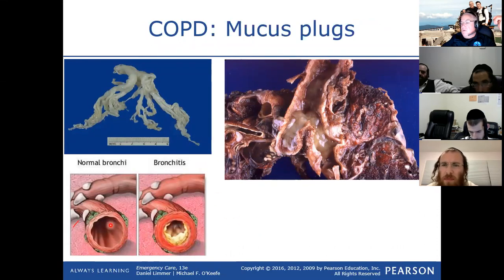So now this is mucus plugging. Basically a nice clear alveoli and an alveoli that has too much mucus in it because they have bronchitis, right?